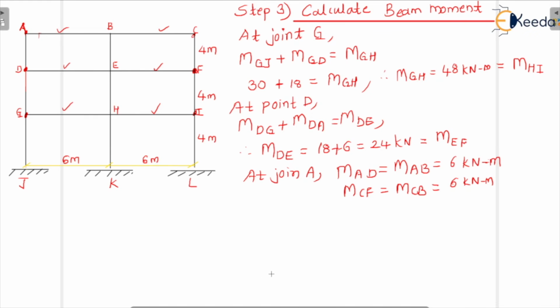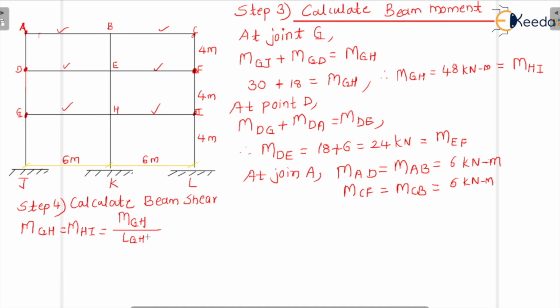Now we need to find out the beam shear. So step number 4 is to calculate the beam shear. The way we find it is that M of GH is equal to M of HI, which equals M of GH divided by L of GH by 2.